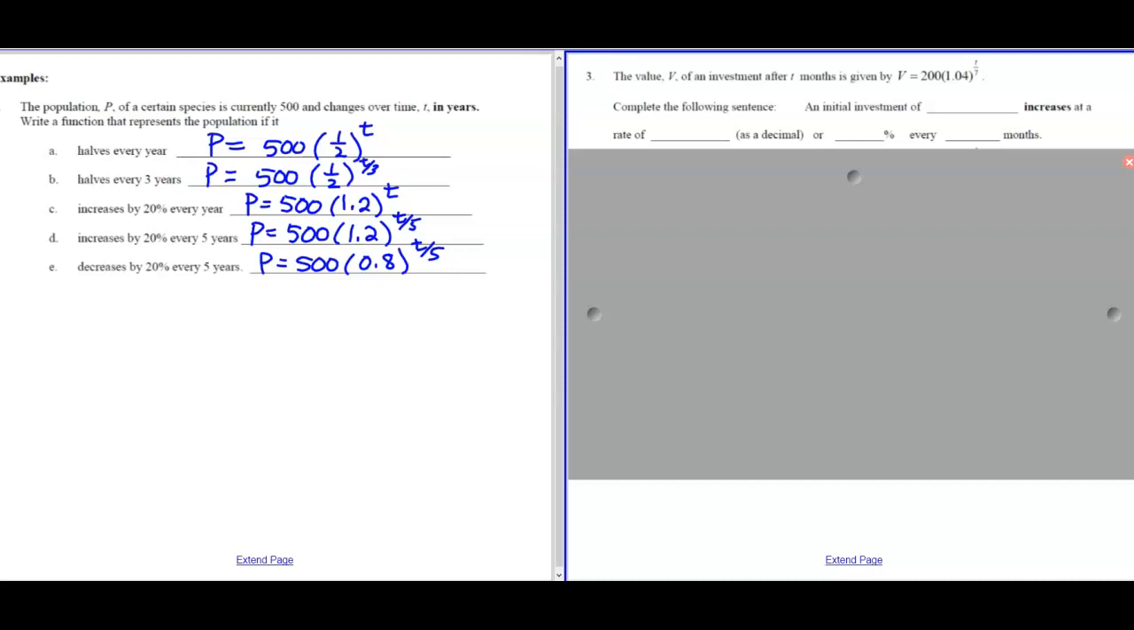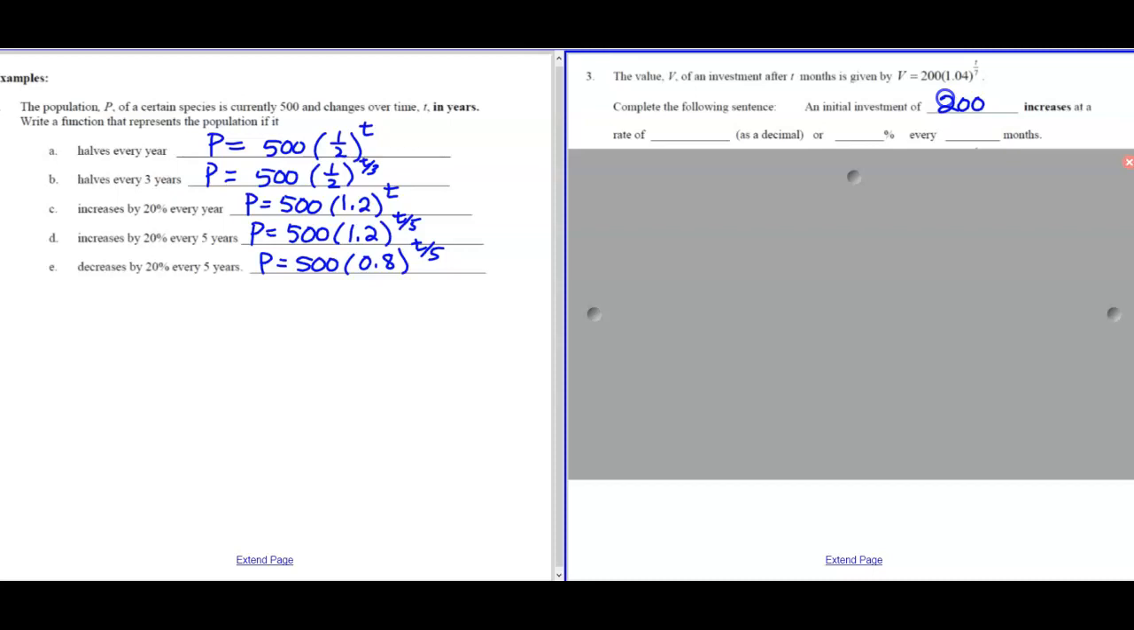All right, a common application is investment, compound interest. So here's the value of an investment. The equation is given there. It says, complete the following sentence: an initial investment of... So remember, if there's nothing outside here, the initial investment will be 200, that's the A value. What does it increase at a rate of? A lot of times students will quote 1.04. They'll just look at the R. Well, you may shake your head, but I've seen it. Very smart people don't take the time to think about it.